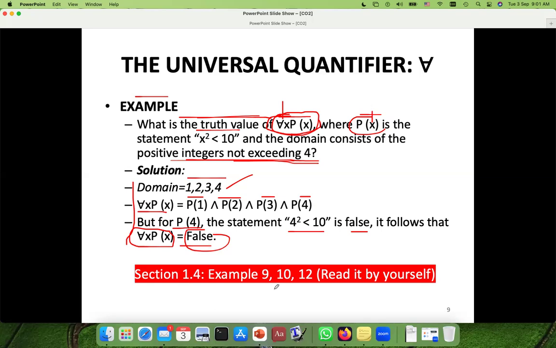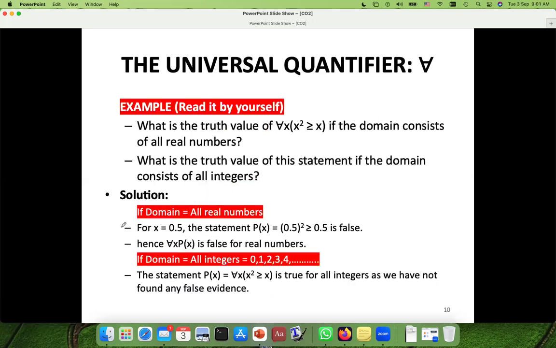So now examples 9, 10, and 12 are similar examples like that. You read them by yourself. And when this CO2 is finished, then I will take the quiz from this CO2, okay? But it's just a start. Then there is another example, read it by yourself.